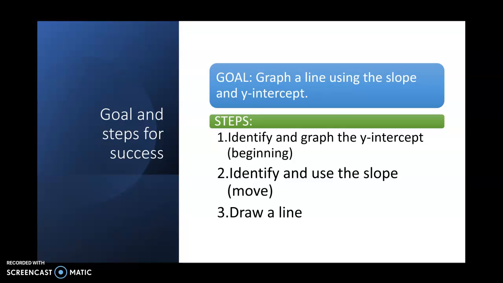Hello, welcome to 4.3 day 1 and day 2. We're going to be doing both of them together. We're just going to keep practicing graphing a line and using the slope and y-intercept to graph a line.